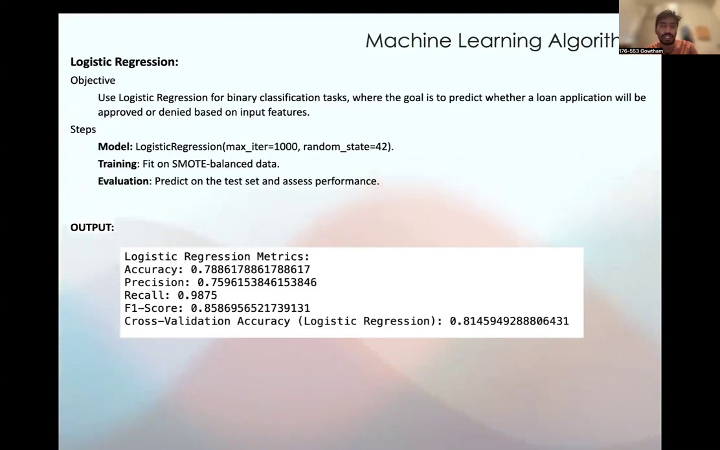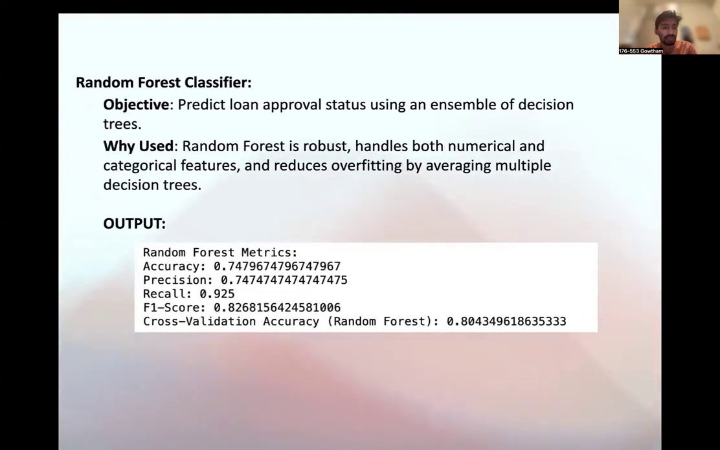Finally, it comes to the machine learning algorithms. The first machine learning algorithm I used is logistic regression. It is used for the binary classification task, where the goal is to predict whether the loan will be approved or denied from the input features. And when I ran this, I got some output values.